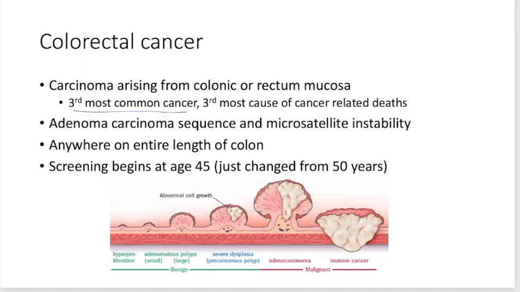So what happens is we get a hyperproliferation. We have small or large polyps. This is usually where we go in and cut them out. And then we can have severe dysplasia, which would have some abnormal cell growth, which would be evident when we do a histological evaluation after the polyp is removed. And then it would progress into an adenocarcinoma. And again, once it breaks through the basement membrane, we consider it invasive carcinoma.